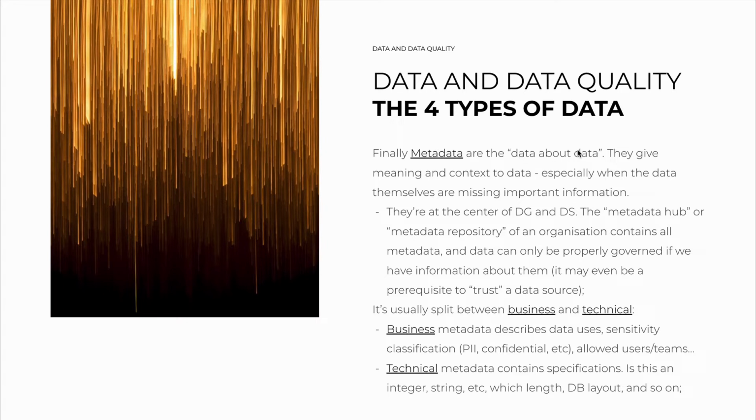And finally, we have metadata, or data about data. As you're probably guessing, these give meaning and context to the data, especially when the data themselves are missing important information. They help translate and explain the data. So metadata are usually at the center of data governance and data stewardship. The metadata hub, or metadata repository, of an organization contains all metadata in it. And usually, data can only be properly governed if we have information about them. In many cases, it may even be a prerequisite to trust a data source or to mark it as trusted.